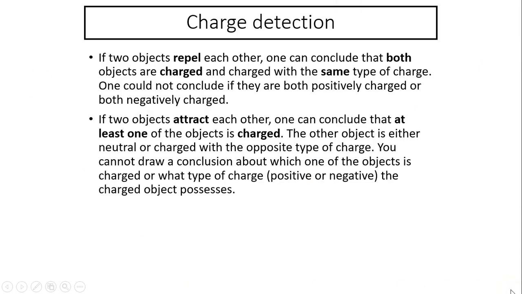Charge detection. How can we determine charge? If two objects repel each other, we can conclude that they must be charged with the same type of charge, but we cannot conclude how much, or whether both are positive or both negative. If two objects attract each other, we can conclude that at least one of them is charged, because they can be oppositely charged or only one is charged.